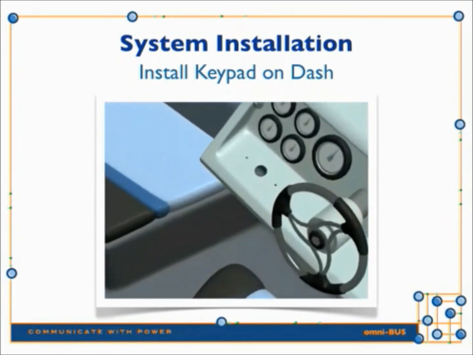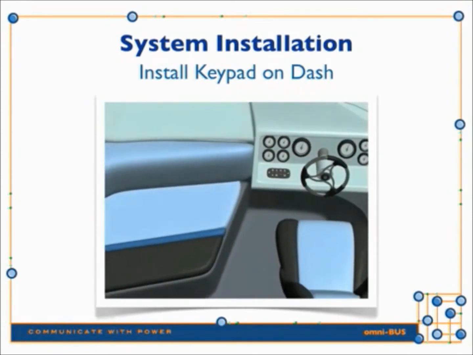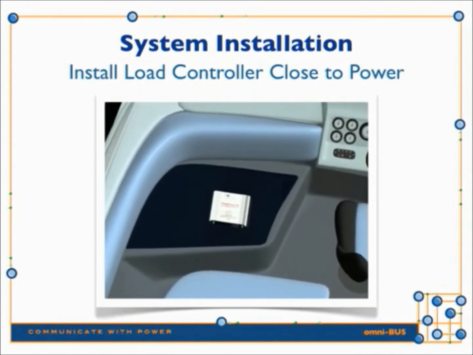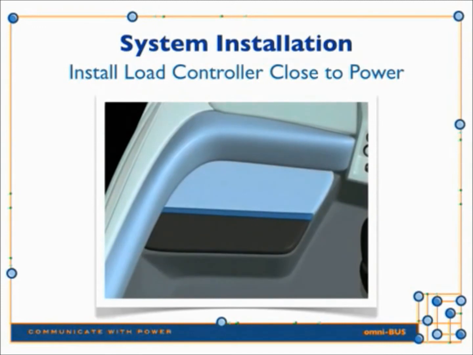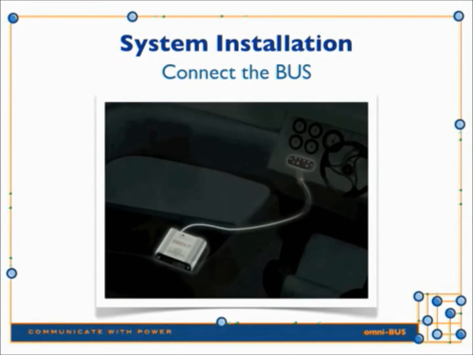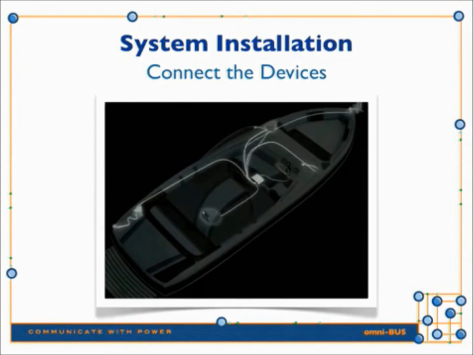An example of a multiplex system installation includes the mounting of the keypad in a dash panel. Next, the load controller is installed in a compartment out of sight, typically near the power source, a battery or engine alternator. Next, the network bus is connected, which is a two-wire differential pair with a set of power and ground wires. And last, the devices or loads are connected to the load controller and the battery is connected.